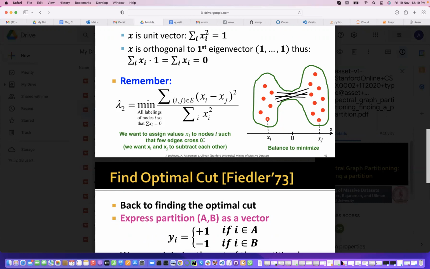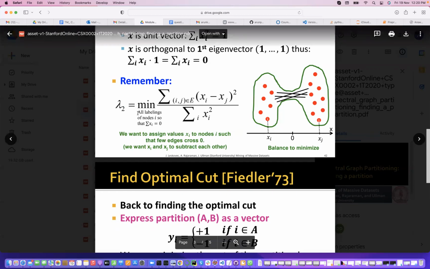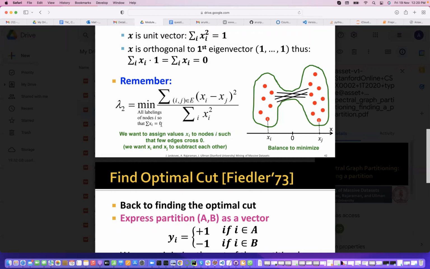So we want to assign values xi to nodes i such that few edges cross 0. This whole thing we are doing because we want to assign values xi to nodes i such that few edges cross 0. Here in the right side graph, there is xi and xj, and 0 is there. Crossing 0 means you are getting a connection between two different groups or partitions. So we want to give this lambda as over all labelings of nodes i so that the sum of xi equals 0.